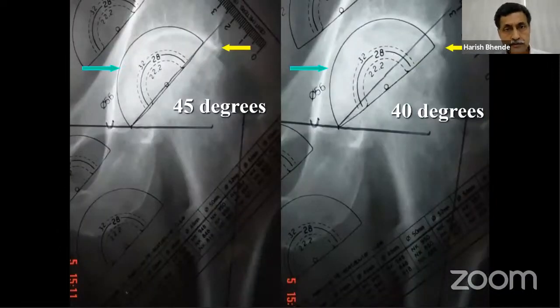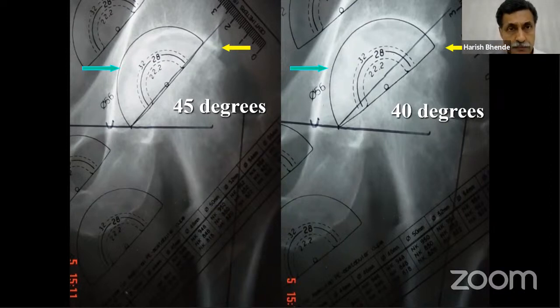Now, this is how the acetabular template is put. And you can see that this is a template which is put on the left side at exactly 45 degrees along the inclination line. And you can see that the template actually goes over the bony margin of the acetabulum.